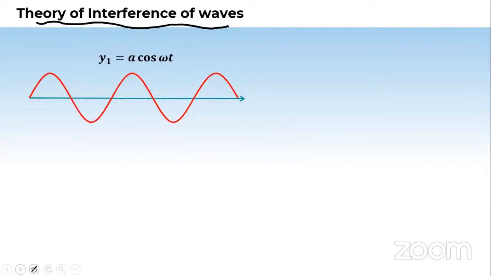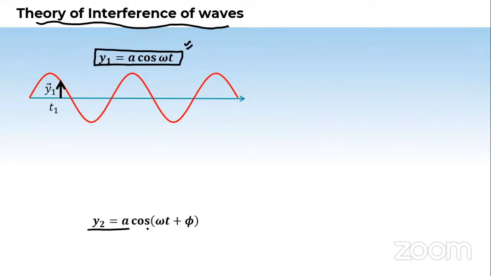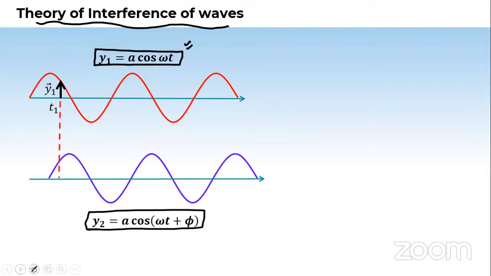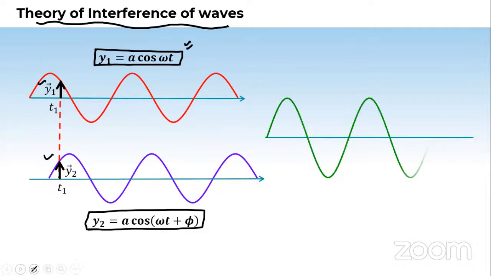Now let us see the theory of interference of waves. What is the theory? You can understand this is the first vibration here. Y1 equals A cos omega t. This is A. Okay. Second equation is this, Y2 equals A cos (omega t plus phi). This is Y1, this is Y2.